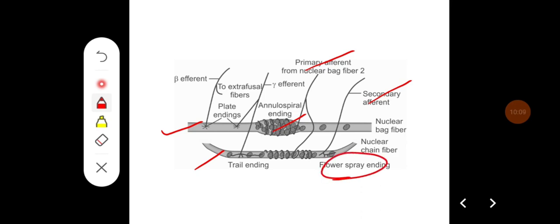And looking at the gamma innervation, that is the efferents to the muscle spindle, gamma 1 is going to innervate both the nuclear chain fibers and bag fibers as plate endings and trail endings, whereas gamma 2 fibers innervate mainly the nuclear chain fibers as trail endings, whereas beta efferents innervate both the intrafusal as well as extrafusal fibers.